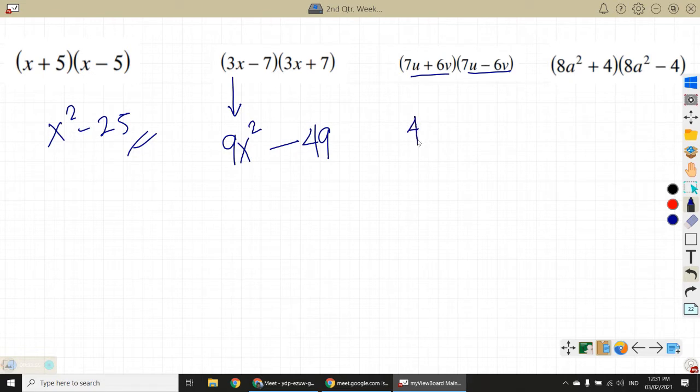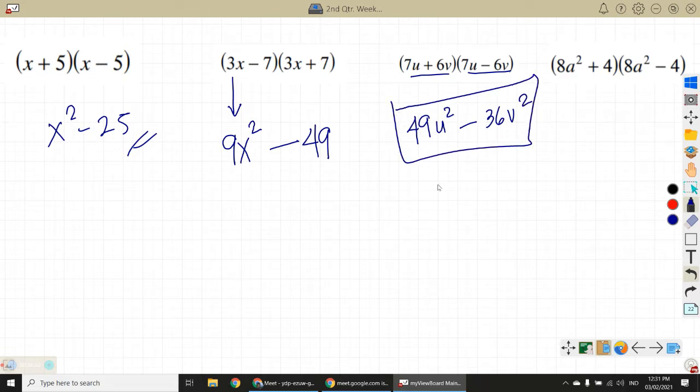This is 49u squared minus 36 y squared. Okay. V yan, no? V squared. Okay, correct. Ganun lang kadali, no? Okay, nag-square lang naman tayo. Okay? So, ulitin ko, this is the product of the two binomials.